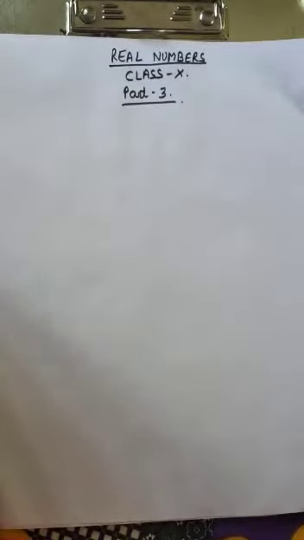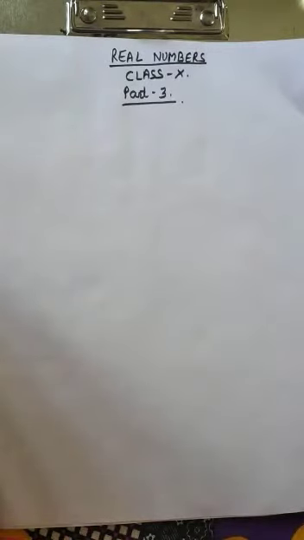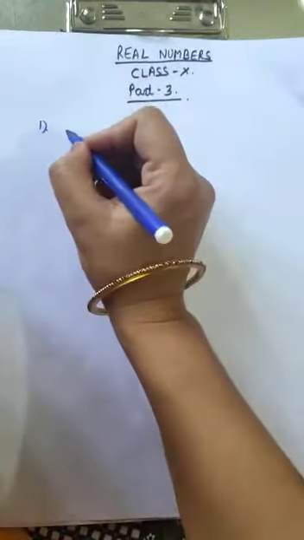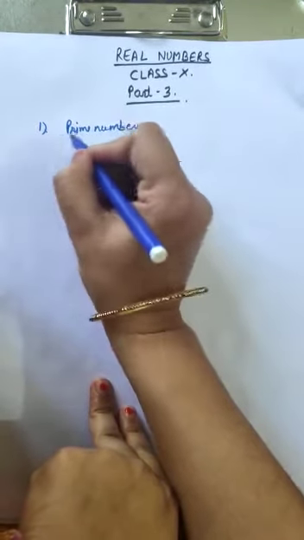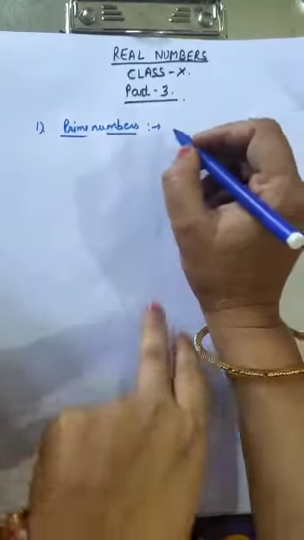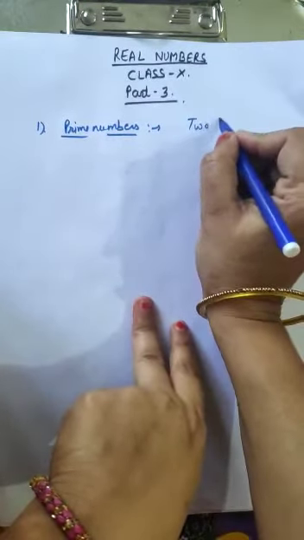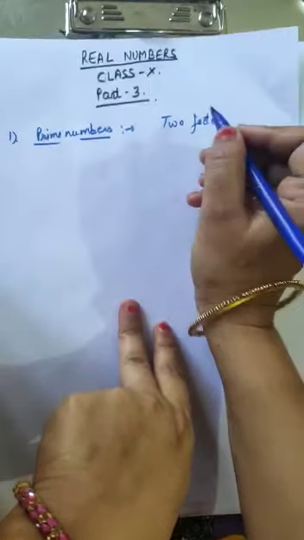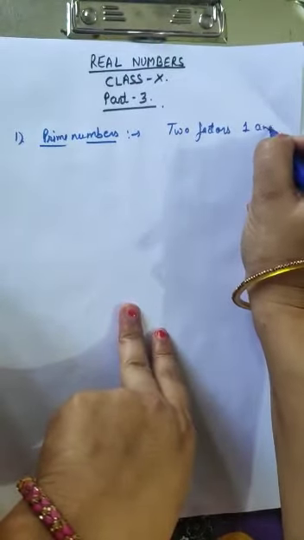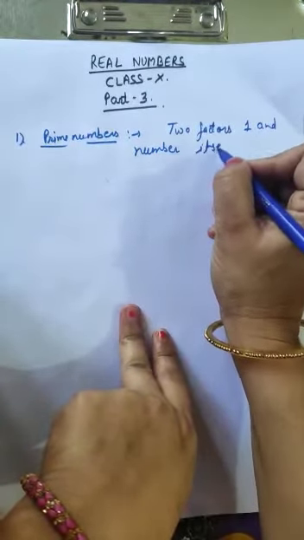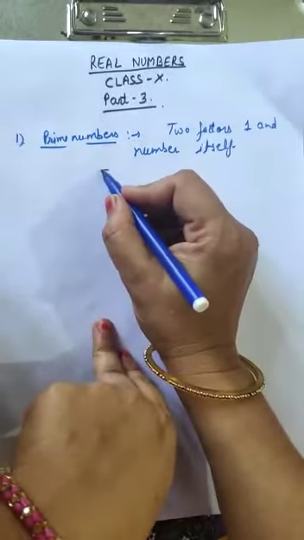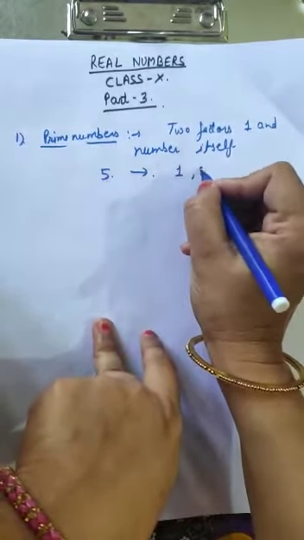आज हम पढ़ेंगे कि इरेशनल नंबर्स को हम कैसे इरेशनल प्रूव कर सकते हैं, लेकिन उससे पहले कुछ डेफिनेशंस हैं. So let us first take prime numbers. Prime numbers are those numbers which have only two factors, that is 1 and the number itself. Means for example 5. तो 5 के फैक्टर्स कौन से हैं? एक तो 1 है और दूसरा 5 itself.